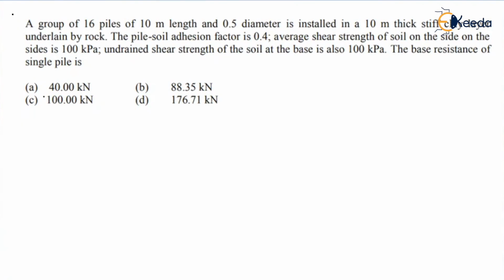A group of 6 piles, 10-meter length, 0.5 meter diameter, is installed in a 10-meter thick stiff clay layer underlain by rock. The pile-soil adhesion factor of 0.4 is given. Average shear strength on the sides of the pile is given, and at the base is also given. The question asks for the base resistance of a single pile.